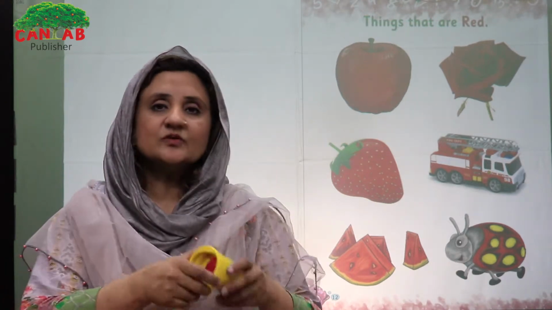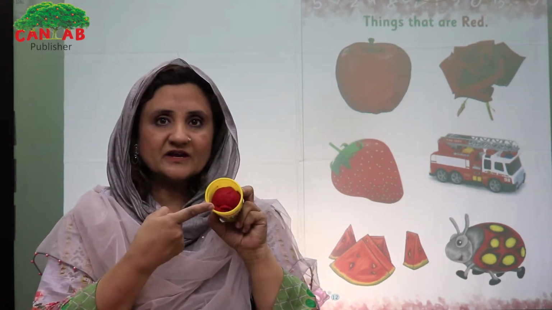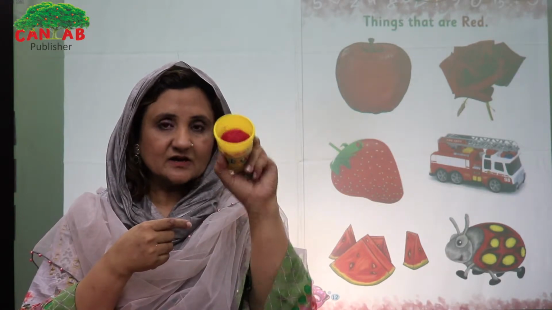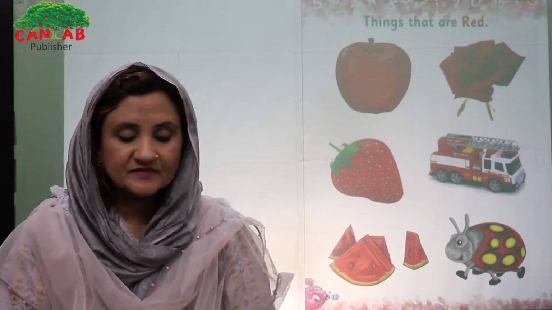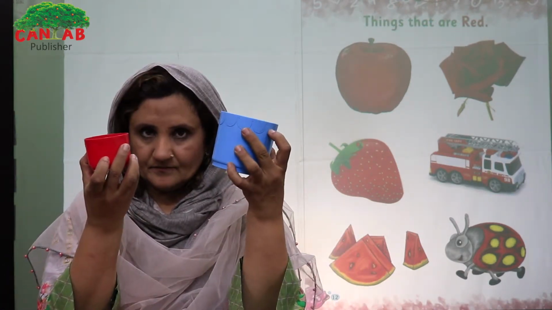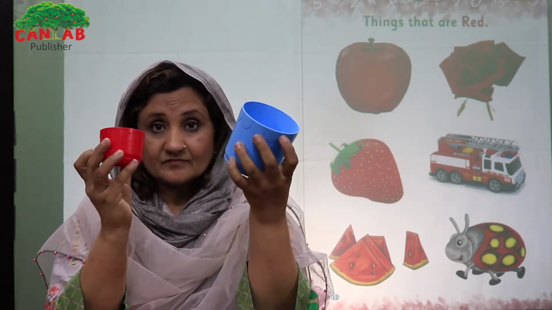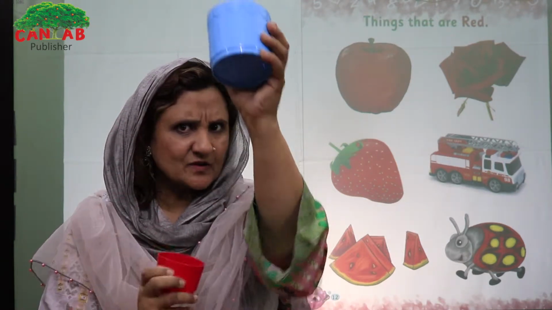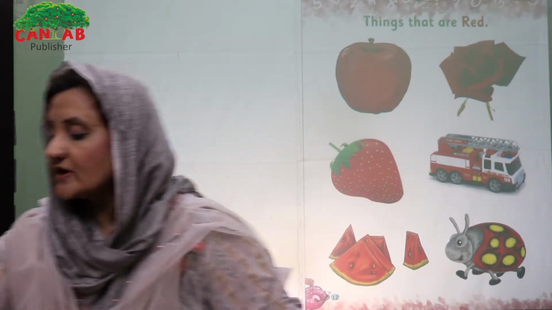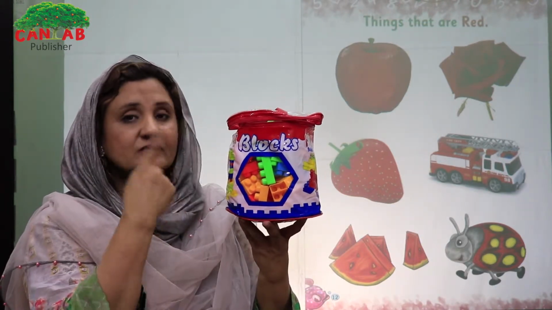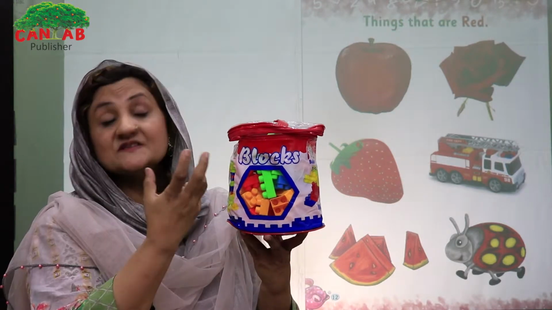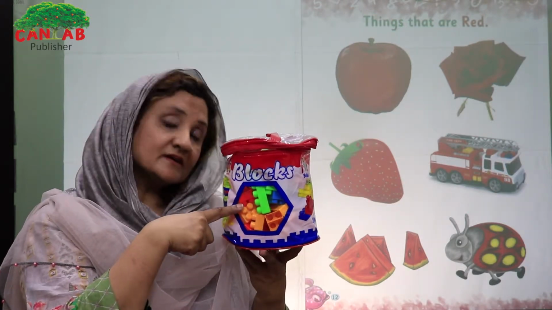Then you can ask them to have red Play-Doh and try to make something with it. They can make an apple, they can make a ball, whatever. Then show them different objects. Which one is having red color? This one or this one? This one. Good. Then you can give them blocks and ask them to take out red colored blocks and to build or make something by using red color.